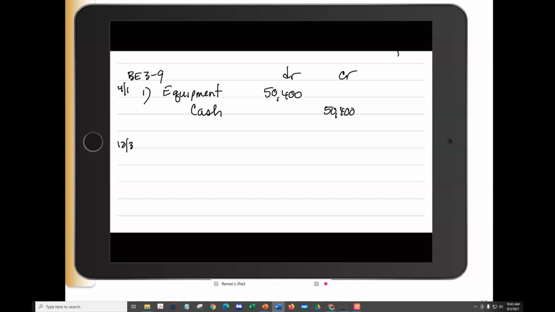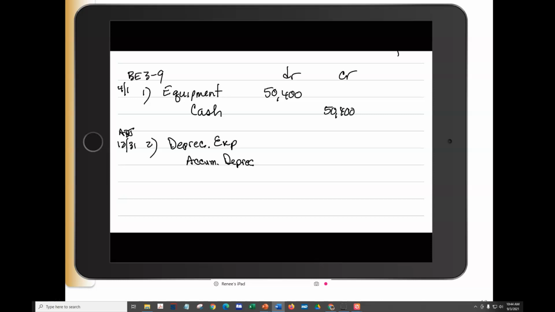At 12/31, this is our adjusting entry. When you do an adjusting entry for depreciation, because that's what we're doing here, you're going to debit an account called depreciation expense. And I'm abbreviating. Depreciation expense. You're going to credit an account called accumulated depreciation. Accumulated depreciation is a contra asset account, and it is contra to the equipment account.